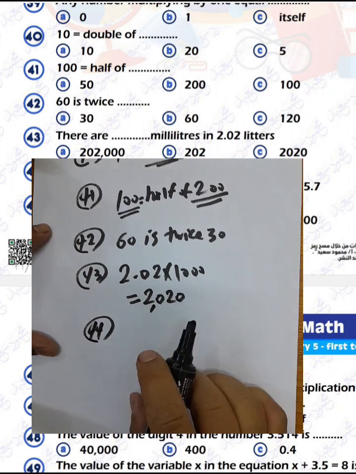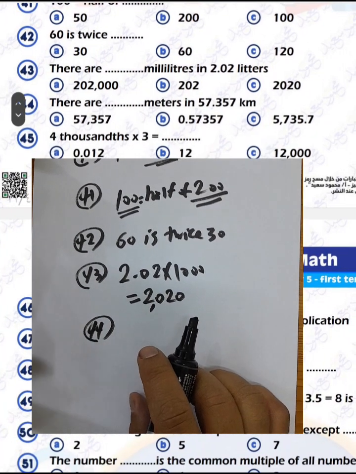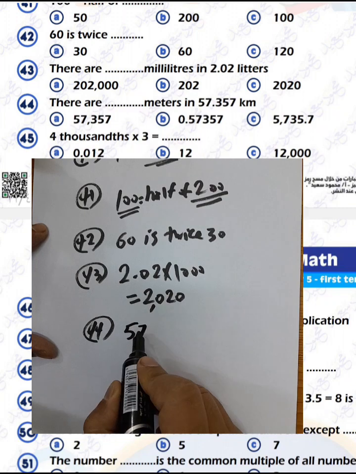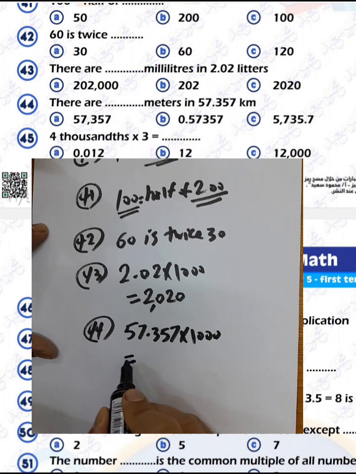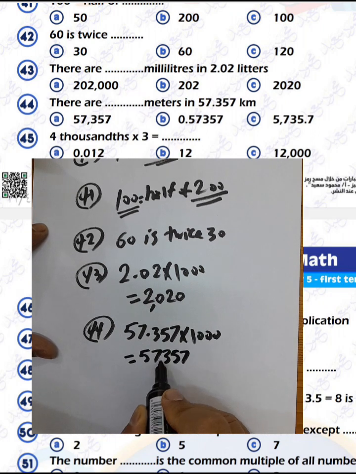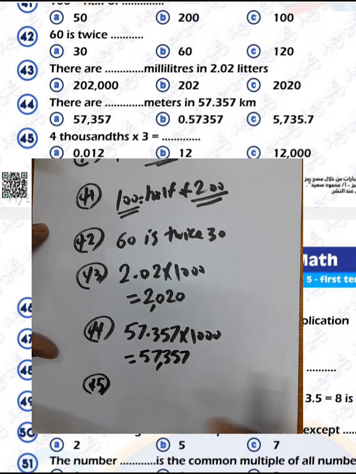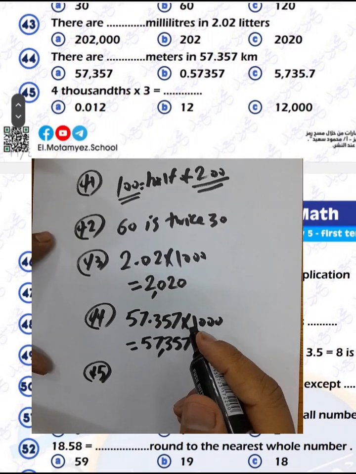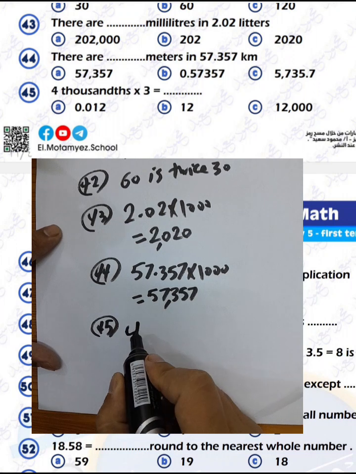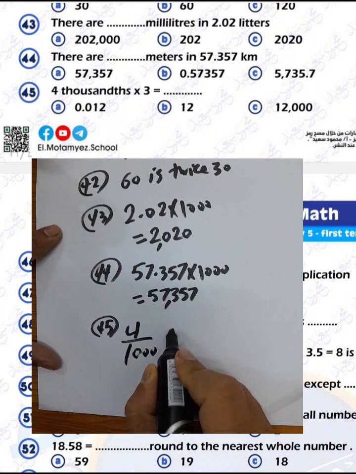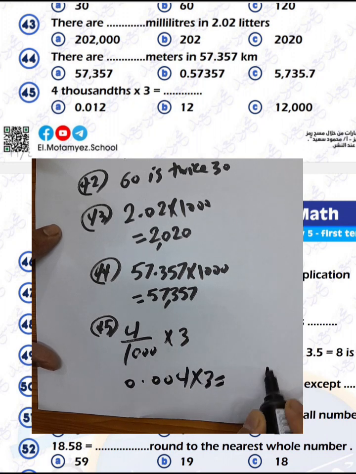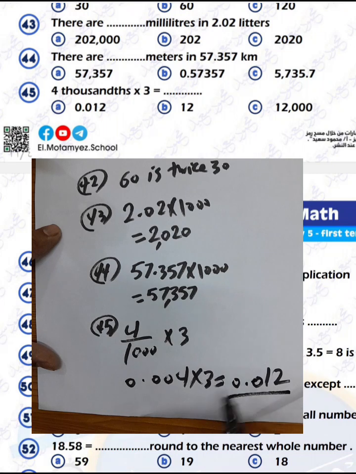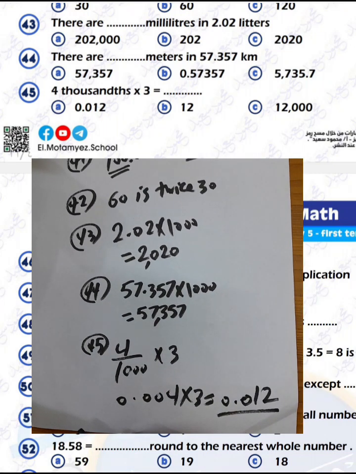Question 44. There are how many meters in this number? We can find it by multiplication by 1000. Okay, write 57357. Question 45. 4 thousandths times 3. 4 thousandths is 4 over 1000 times 3. We'll write 0.004 times 3. 3 times 4 will be 12, and the point after 3 places. 4 thousandths times 3, the result will be 0.012.